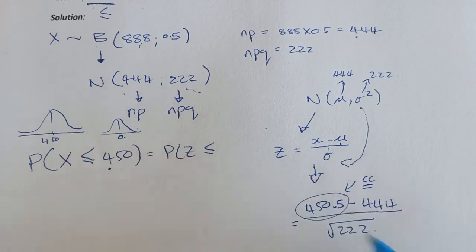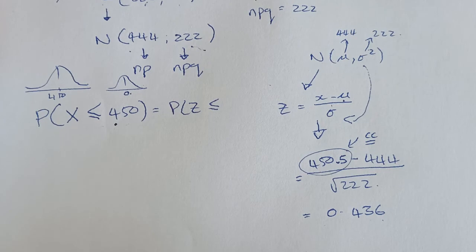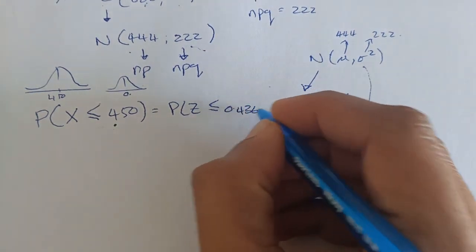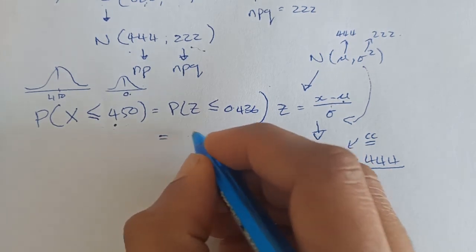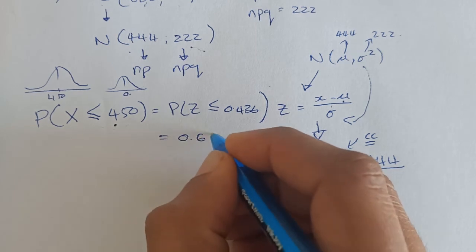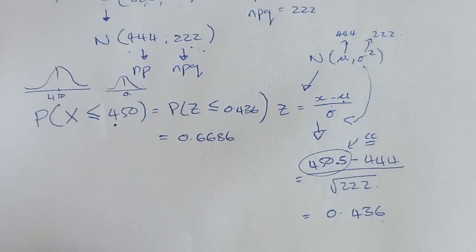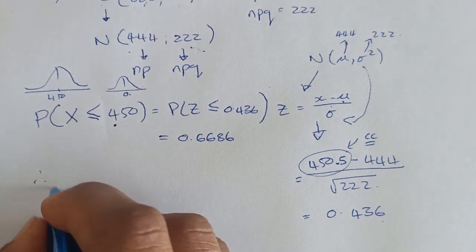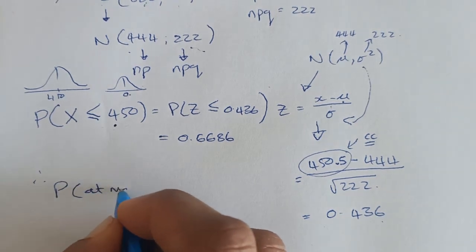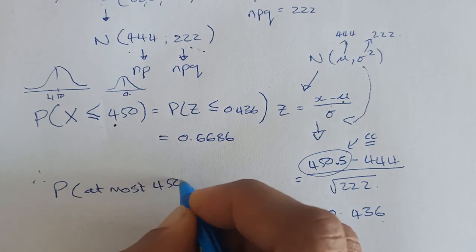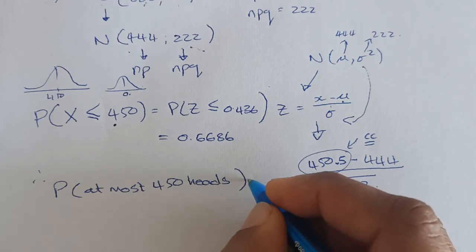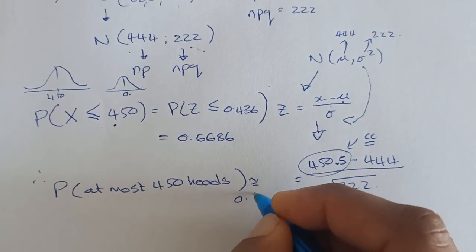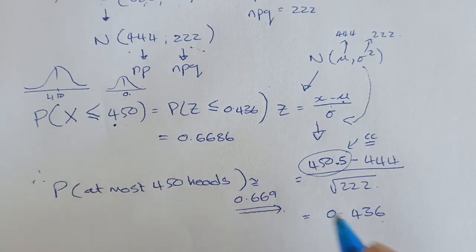So we put 0.436 into our tables, and when this goes into our tables, we end up with the probability being, using our z tables, 0.6686. So therefore, the probability that at most 450 heads would be equal to 0.669 to 3 significant figures. That's my final answer.